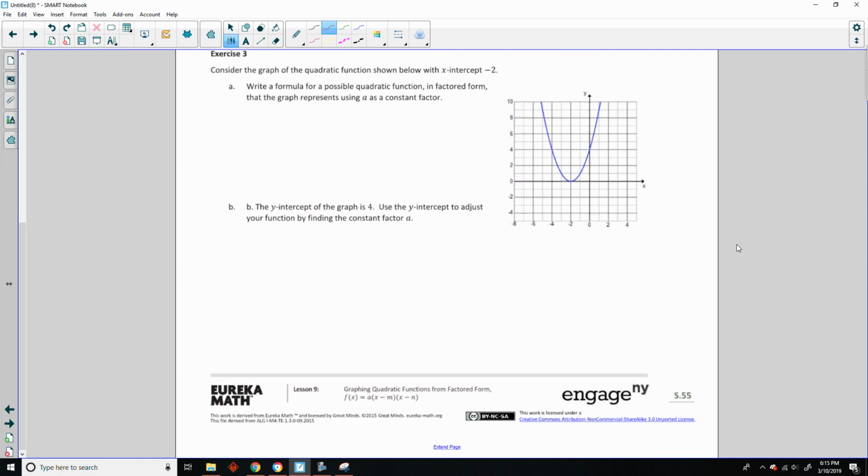Exercise 3. Consider the graph of the quadratic function shown with x-intercept equaling negative 2. So there's my x-intercept at negative 2. Write the formula for a possible quadratic function in factored form that the graph represents, using a as a constant factor. So in factored form, I'm going to bring in this formula again.